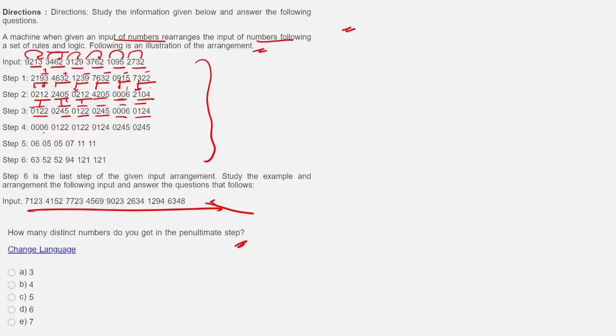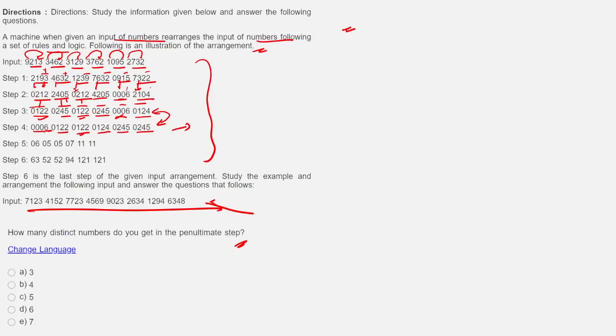Now let's see next. 0006, yes, we saw here. 0122, yes, we saw here. 0122, yes, it is there. 0124, 0245 and 0245. That means what? After their digits were arranged in ascending order, the numbers themselves also got arranged in ascending order.